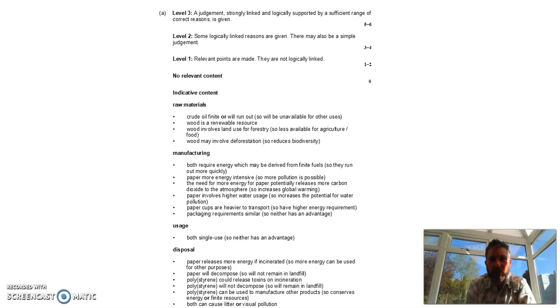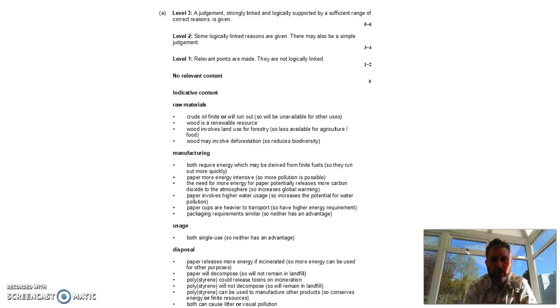So again, for a level 3 one, it's a strongly linked judgment. So you have to make a decision. You have to choose one. Strongly linked and logically supported by a sufficient range of correct reasons. If you just go through every one, this is better than that, this is better than that, and I'm picking this one because all of those reasons are more important than all of those reasons, that's how you access the 5 to 6 marks. Again, to get a 6 mark, you do need to get some of your own knowledge and understanding in. So it's not just information in that question.